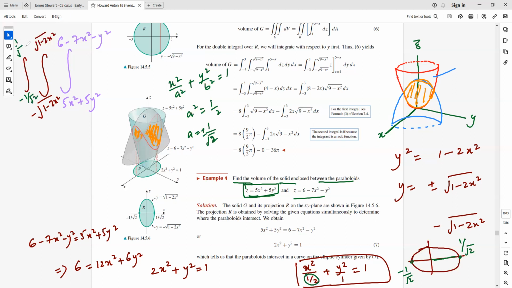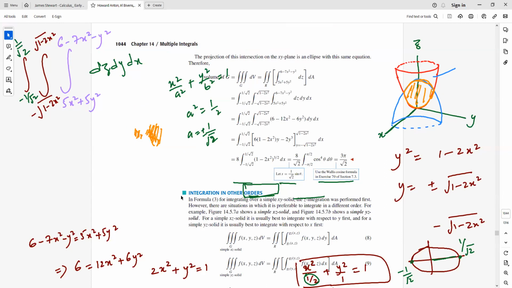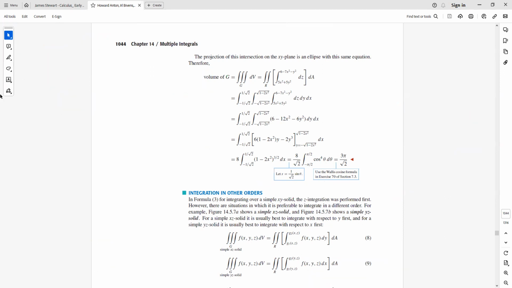So this is how we can find the limits, and then just integrate, doing the integral in the z direction, then the y direction, and then the x direction. And we are going to get the volume bounded by this region. So we can just see here how the solution goes on. So these limits we already have found.